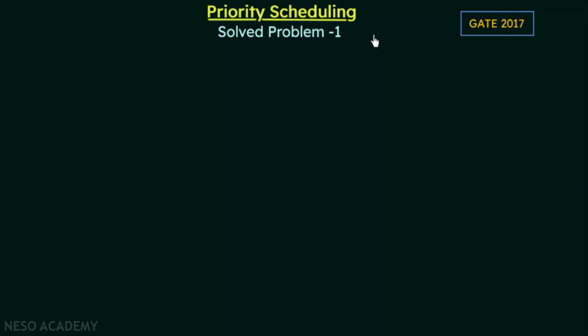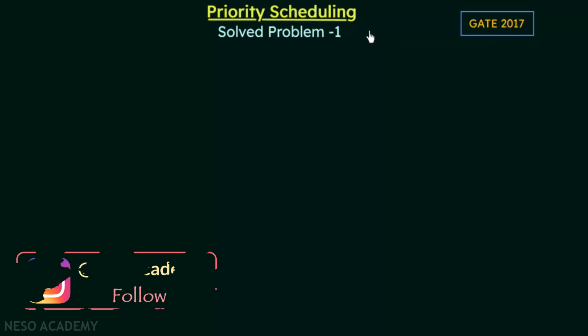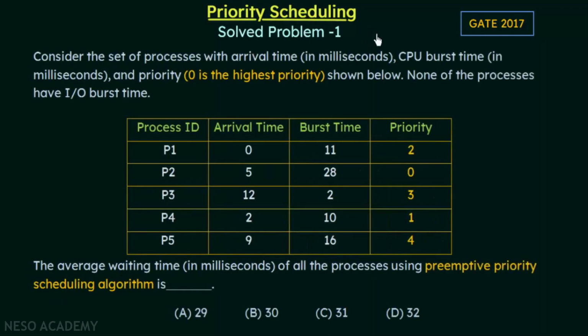In the previous lecture, we discussed priority scheduling and saw how it works. So in this lecture, we'll be discussing a solved problem on priority scheduling. This question was also asked in GATE CS 2017. Alright, so let's see what the question is and how we can solve it. So here is the problem.